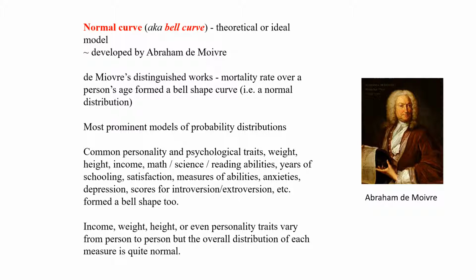And we also know that income, weight, height, or even personality traits vary from person to person, but the overall distribution of income, weight, height, or personality traits in any state or country is quite normal. There are only a few individuals with extreme values, right?